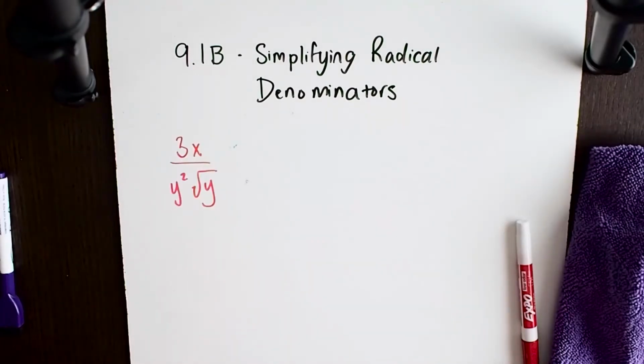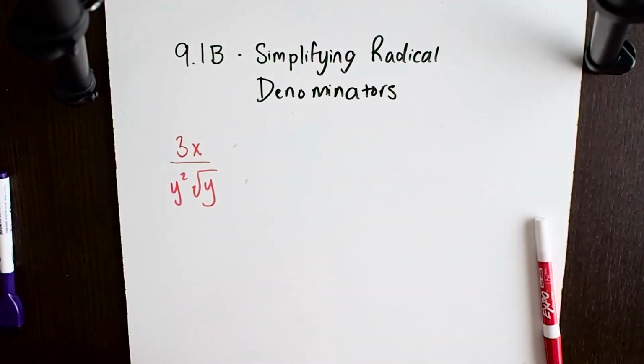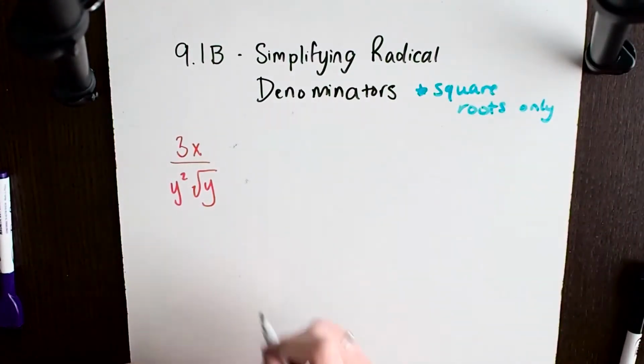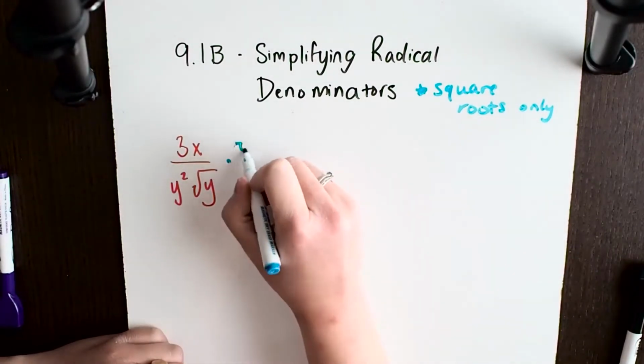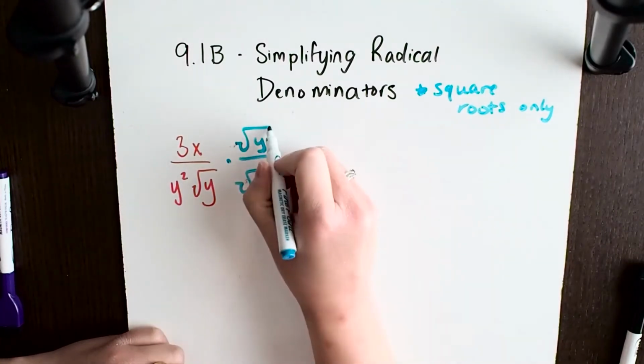From there, we have a problem. It is not fully simplified. Why not? Because it has a radical in the denominator. For square roots only, here's the strategy we're going to use. When you have something like this, you're going to take whatever is in this square root radical and you will multiply the top and the bottom by whatever is inside that radical expression.